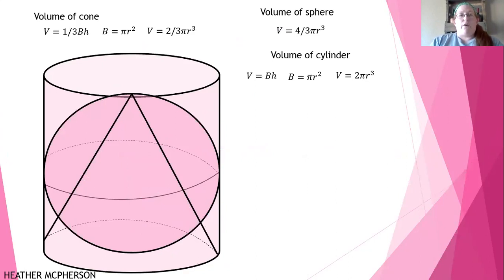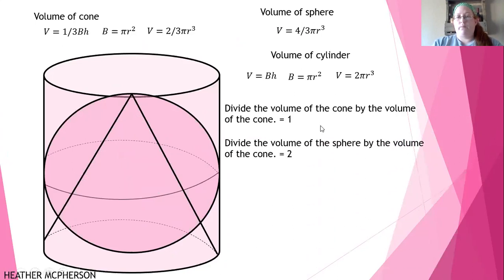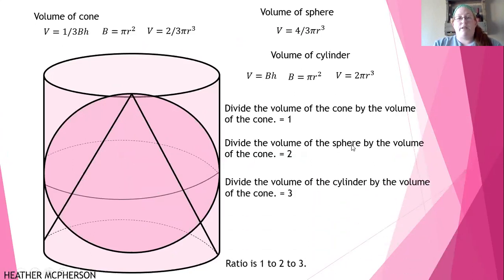Once we have all three of these volumes, what we're going to do is divide the volume of the cone by the volume of the cone, which equals 1. The volume of the sphere by the cone is 2, and the cylinder by the cone is 3. So our ratio is 1 to 2 to 3.